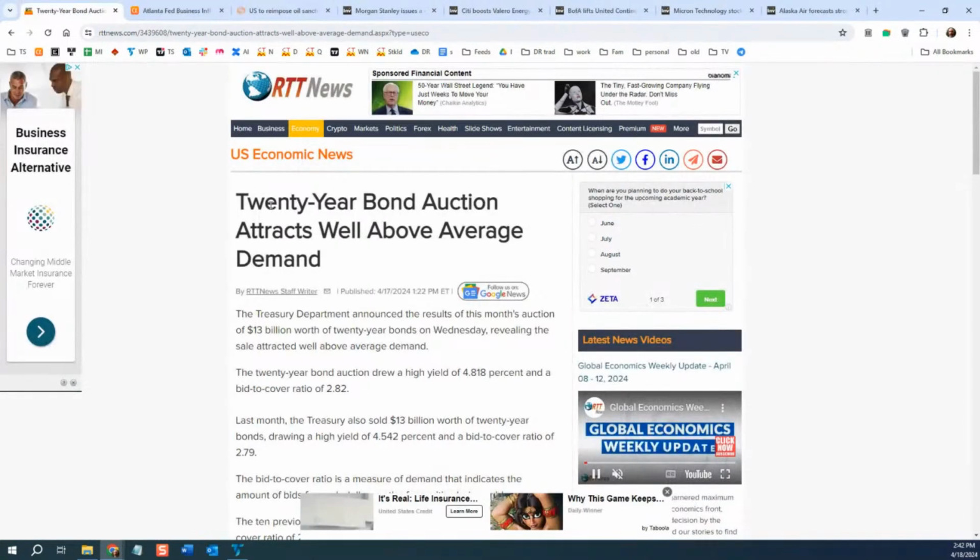However, now this is another thing. There was good demand for the 20-year auction. So it's not like it's just one thing decidedly one way or another. But I just think we have to realize now that that 10-year is a big deal, and we do need to watch it.